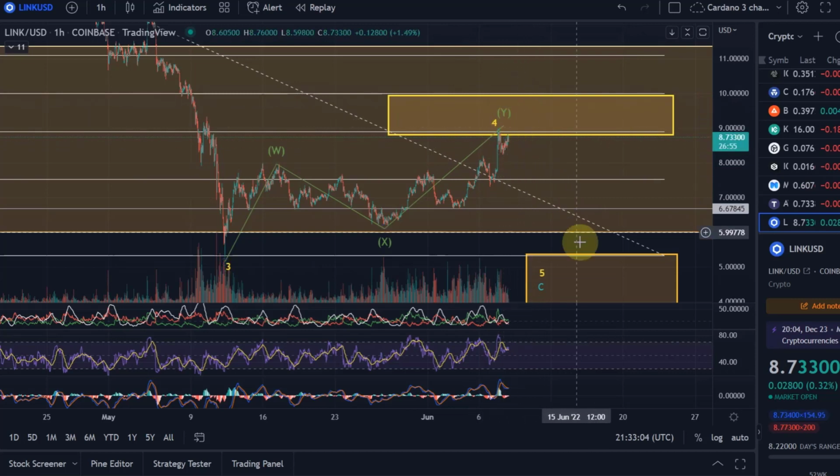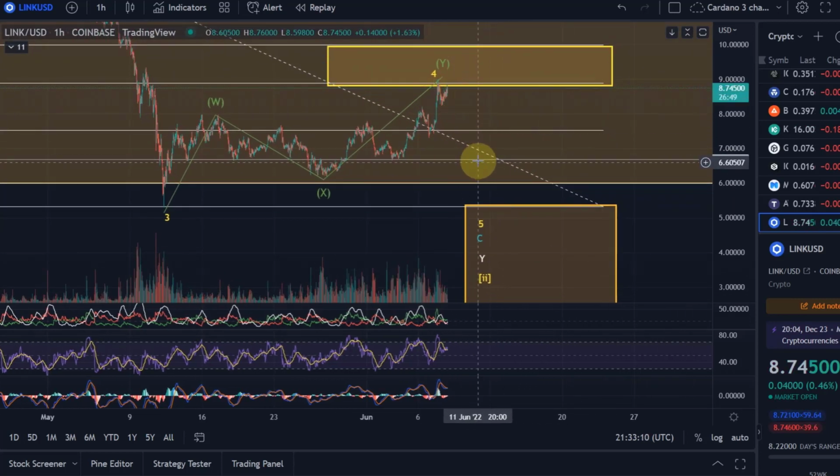And then when we move down, which is what I would expect from anywhere in this target area. So when we start to move down, first confirmation would be a move below this swing low here at $7.35. More important would be a move below $6.67, and the absolute confirmation that we will go down further here and actually reach that target area would be below this level here, the wave X low at $6.23.